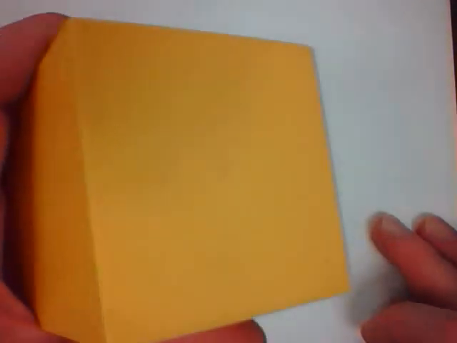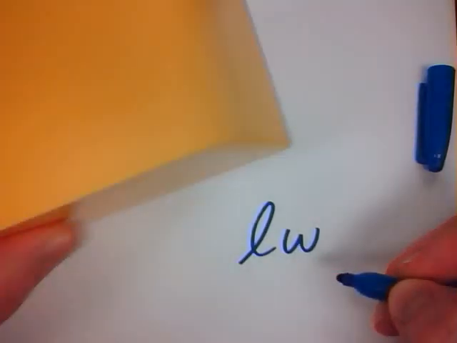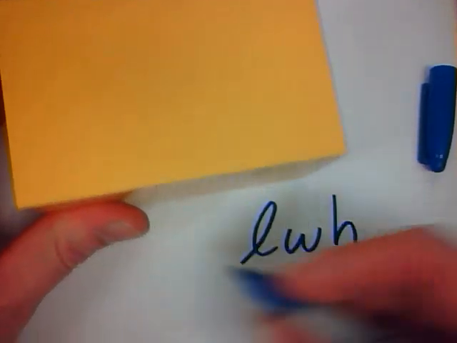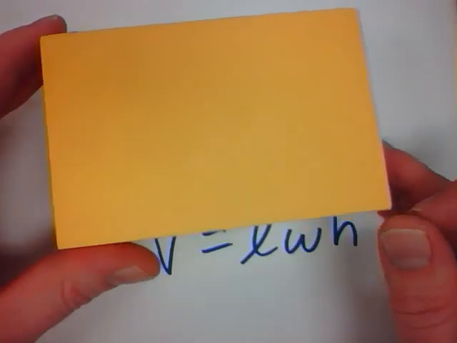Well, the base of this one, in this case, is a rectangle. What's the area of a rectangle? Length times width. Times that by its height, and you have the volume formula. Volume is equal to length times width times height.